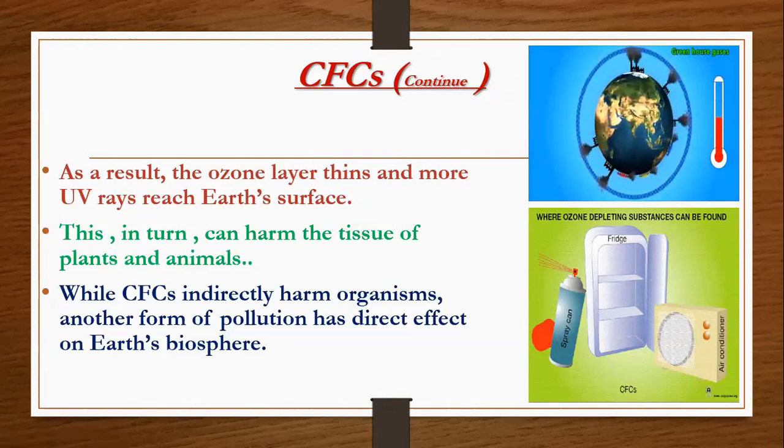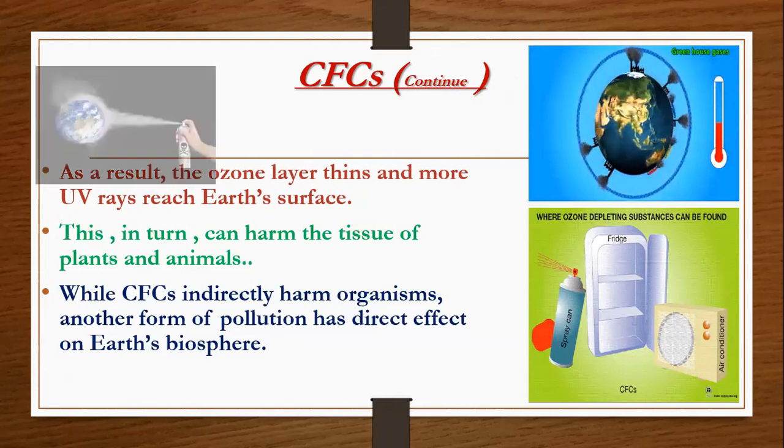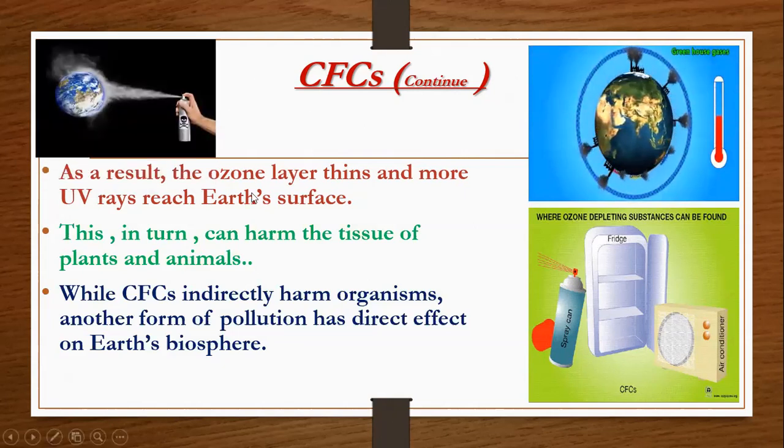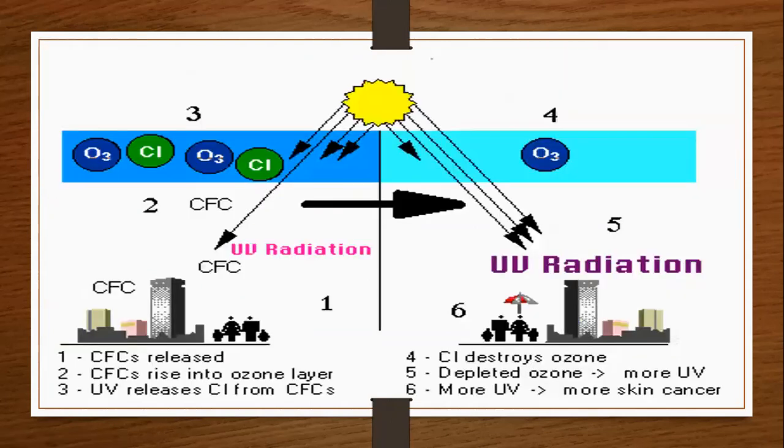What are the impacts of these rays? They will harm the human body, the skin mainly. They will cause skin cancer, and also harm the tissue of plants and animals. And also maybe prevent the growth of plants. So it leads to many effects and impacts that harm the atmosphere.